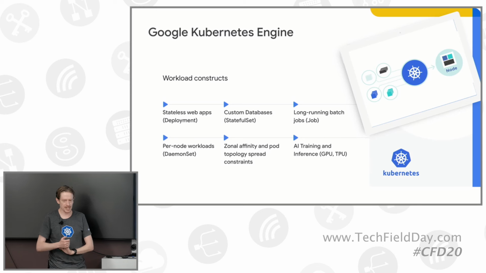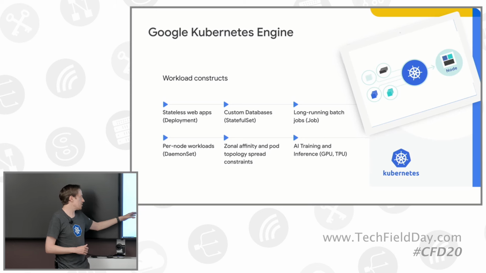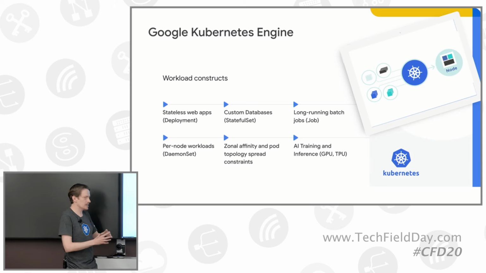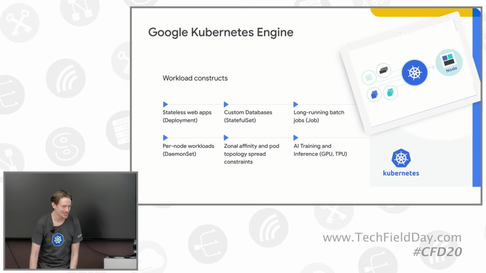AI is obviously very popular these days, and so one of the batch jobs a lot of people are running are training workloads. So Kubernetes has a great construct for that. It also has various other constructs for running workloads in every machine. So that's just a one minute intro to Kubernetes.